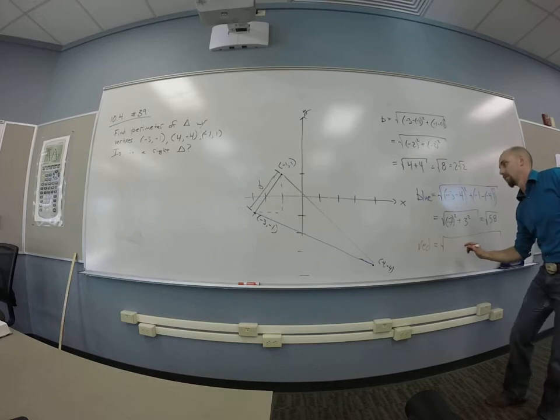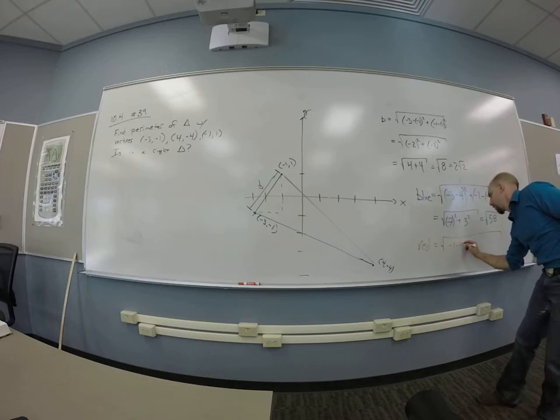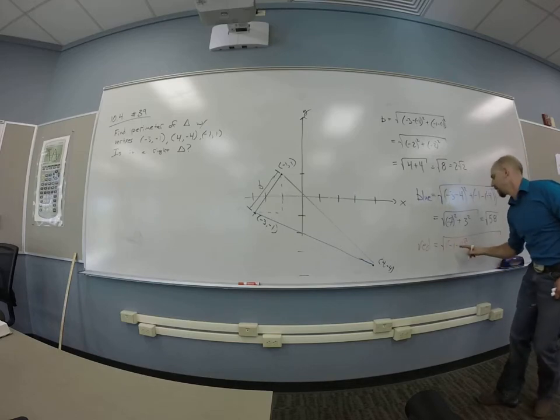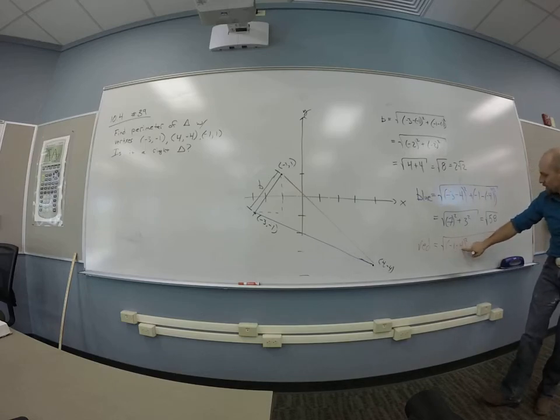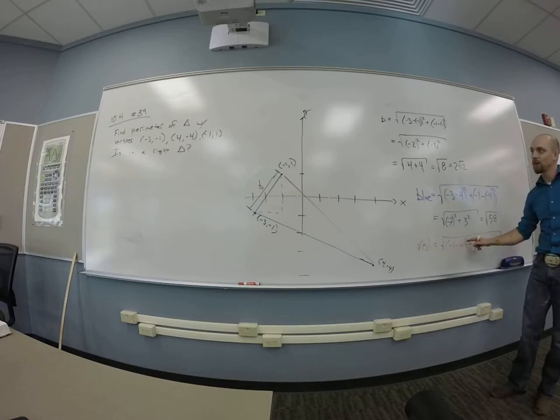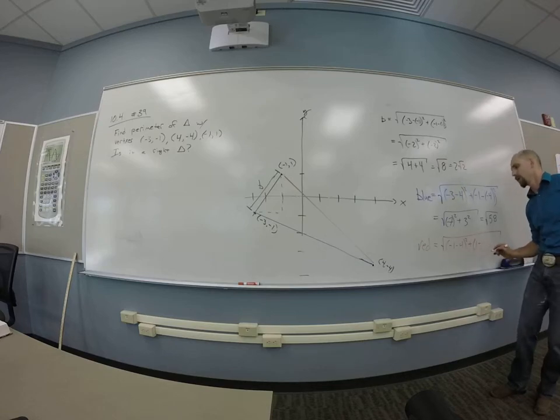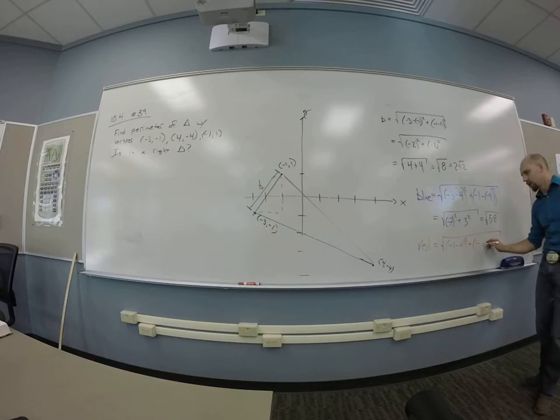Negative 1 minus 4 squared plus 1 minus negative 4 squared. Okay. The x minus the x squared plus the y minus the other y.